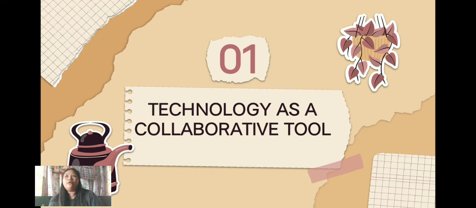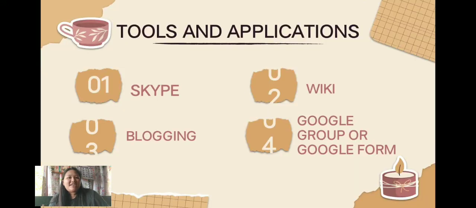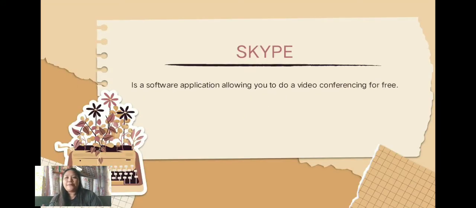There are a lot of technology collaborative tools, and some of these are Skype, Wiki, blogging, Google Group, or Google Form. Let us talk first about Skype. Skype is a software application allowing you to do video conferencing for free. As long as you have an account, then you can access Skype and do video conferencing with either your group mates or your classmates.